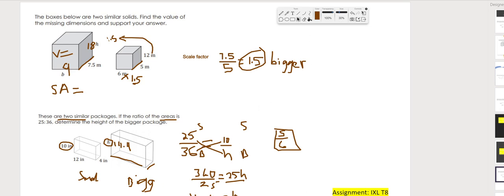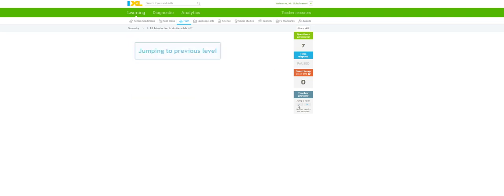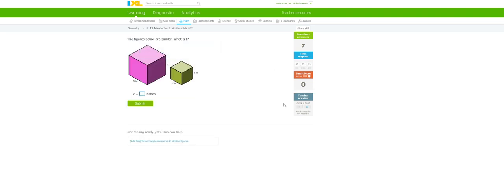Okay, I'm going to take you to the IXL. Again, these IXLs are very, very easy to do. I'm going to take you back to 0, and you're going to see how easy this thing is. So they tell you that the two figures are similar and to find the value of t.